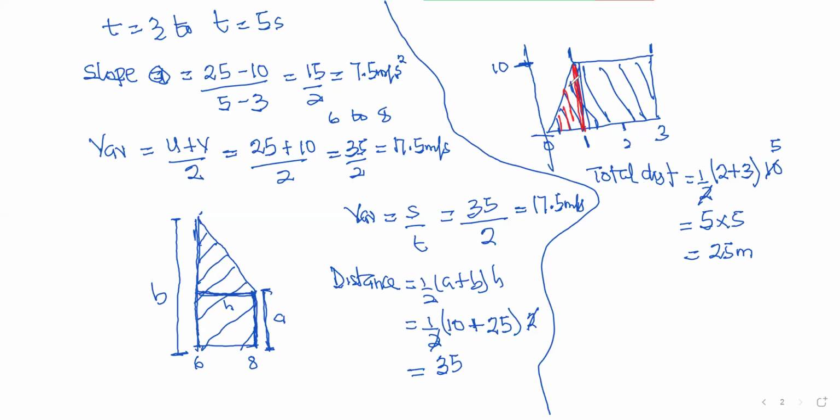This part is a triangle. Finding the area of the triangle will give you the distance traveled from 0 to 1. So from 0 to 1 second, you have half times the base, which is 1, times 10, giving you 5. Then from 1 to 3, you have a rectangle. Length, which is 10, times the breadth, which is 3 minus 1, 2, totaling 20.